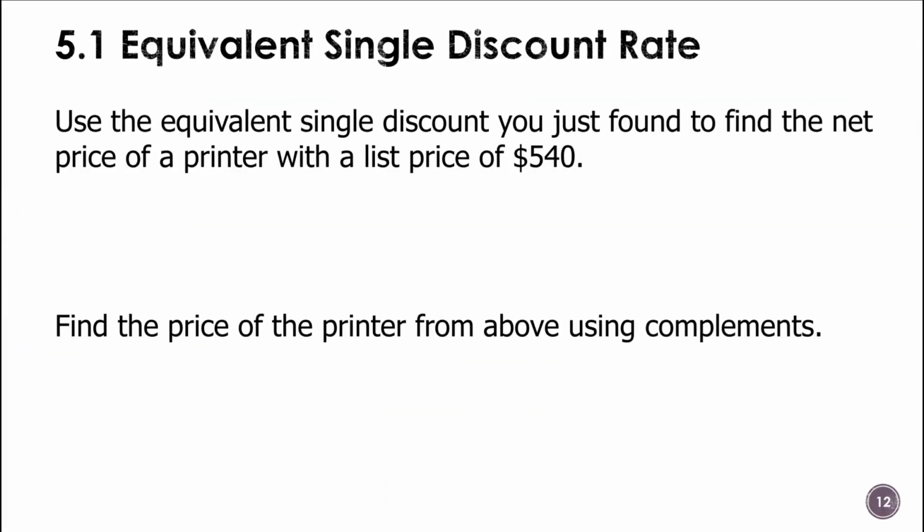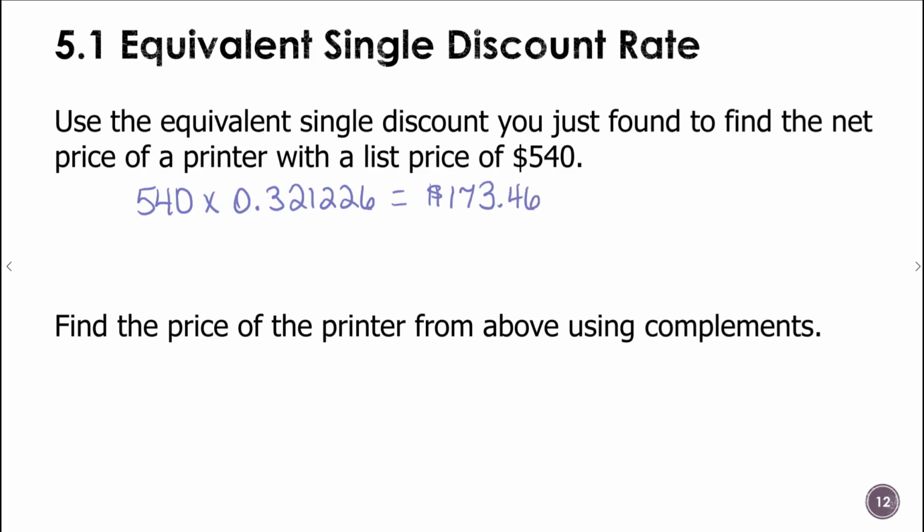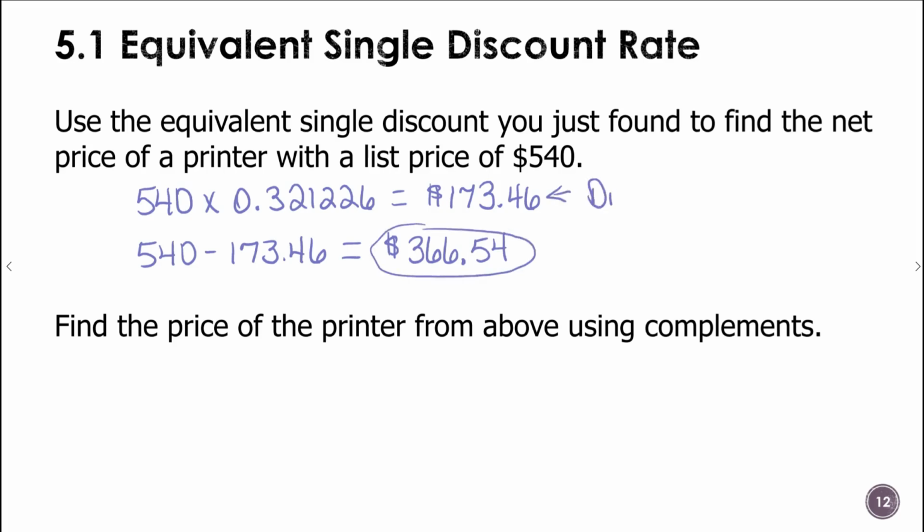And then we're going to use the equivalent single discount rate we just found to find the net price of a printer with a list price of $540. So we take 540 and we multiply it by, remember, the decimal and not the percent at this point. Anytime you multiply, you change it to a decimal. The discount amount is $173.46, and then we subtract that $173.46 from 540, and that leaves us with $366.54. And so that is our net price. This was our discount amount.